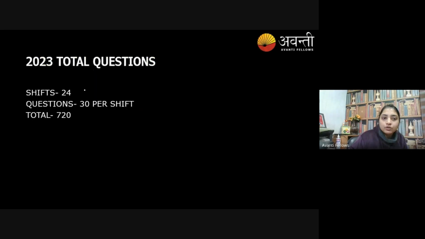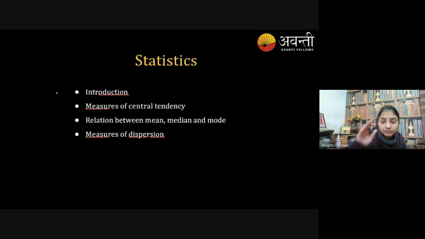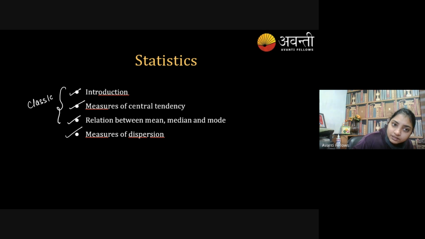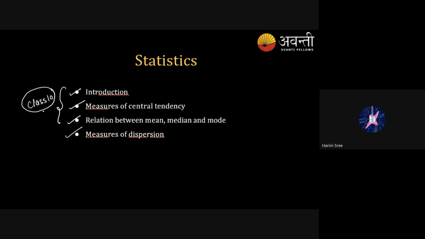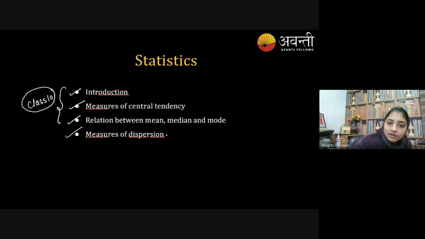When you look at 2023, it contained 24 papers, 30 questions per shift. So if you are going to practice, it will contain 720 questions total. Clear? Now in statistics, we have 4 topics. First is basic introduction, then measures of central tendency, then relationship between mean, median, and mode, then measures of dispersion. These three we will cover in the first lecture because these are the basics from class 10th only, right? Then measures of dispersion will be covered in the next lecture.